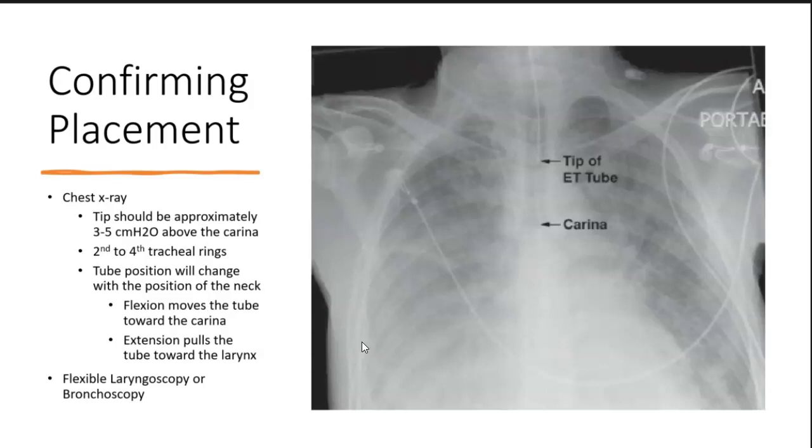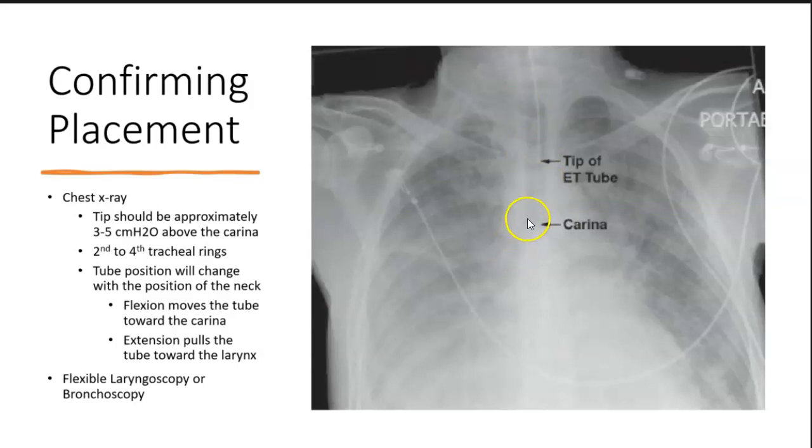So after the endotracheal tube is secured, you want to make sure that it's in the proper placement. Proper placement is usually confirmed with a chest x-ray. The tube tip should be approximately between 3 to 5 centimeters above the carina in adults, or between the second and fourth tracheal rib. So this is the carina here. Sometimes if you look at it from far away, you can see just a shadow here of the branching. You see the shadow of the trachea.